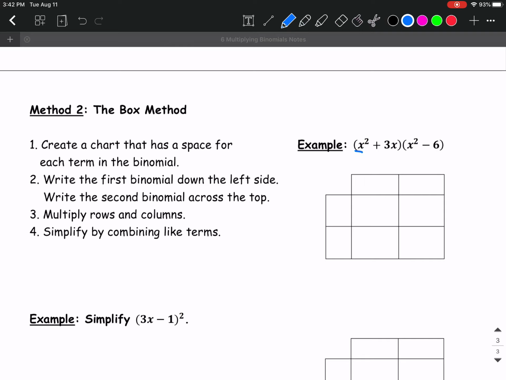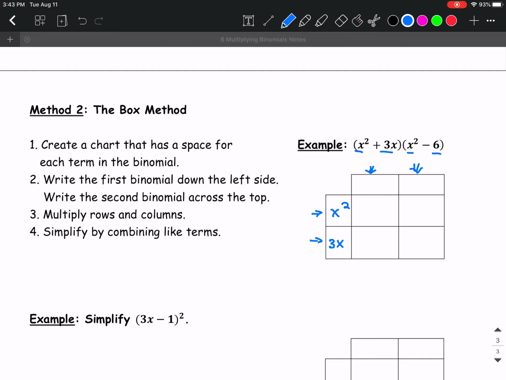Since there's 2 parts here, we need 2 rows down the side. And this x squared minus 6x is another binomial, so we need 2 columns. So we need a 2 by 2 box. All right, we're going to write the first binomial down the left side. That's x squared and a 3x.